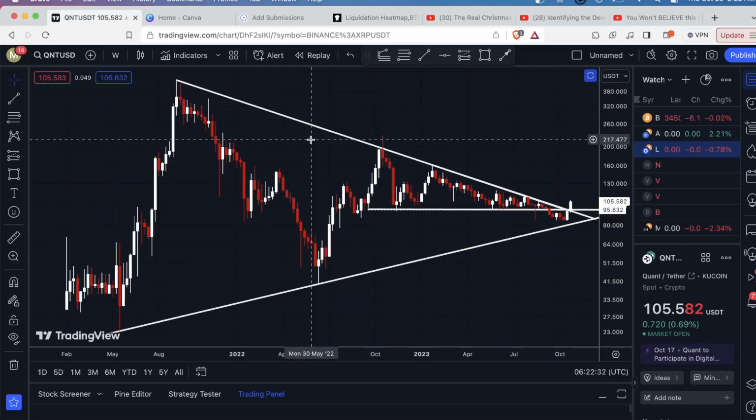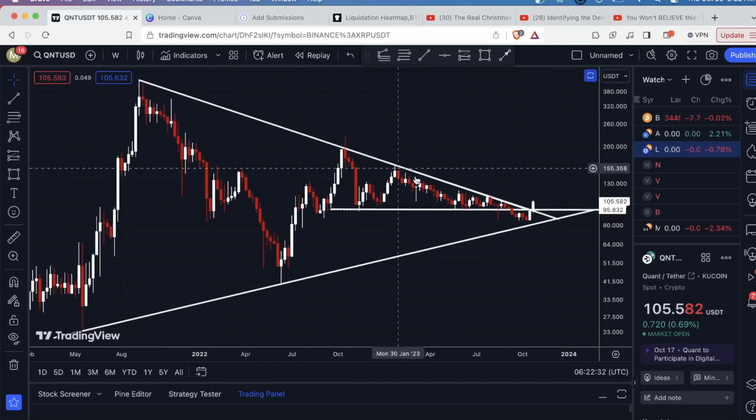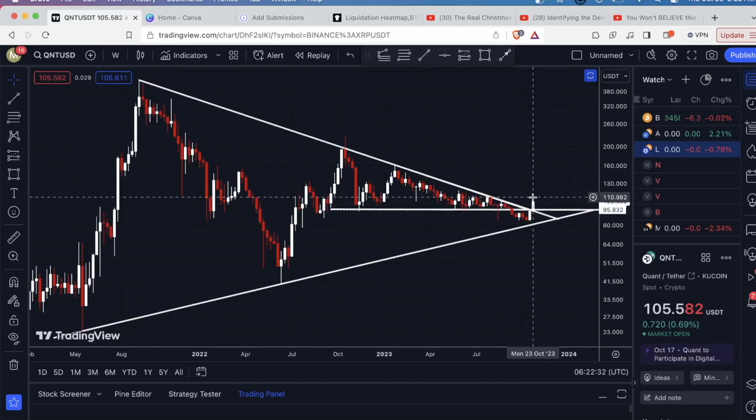I want to take a quick look at Quant. Things are looking pretty good here. Looks to be breaking out. Before I get into the details, though, as usual, a couple things.